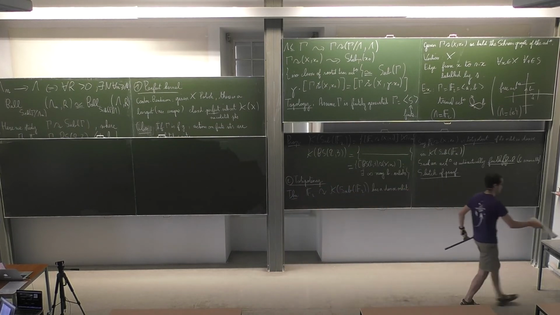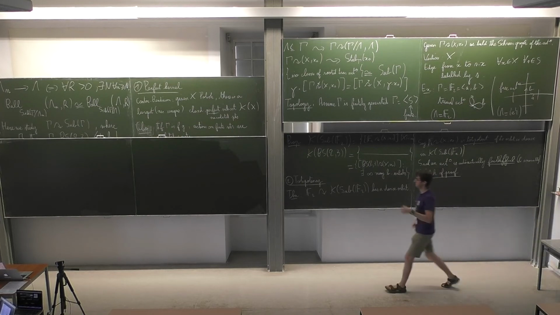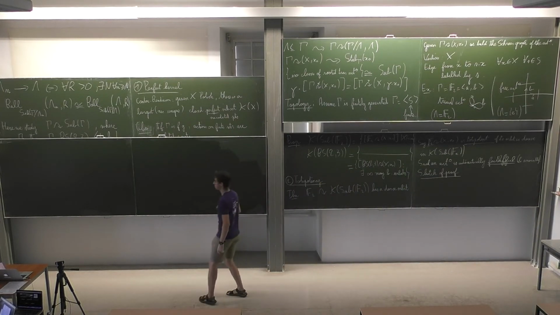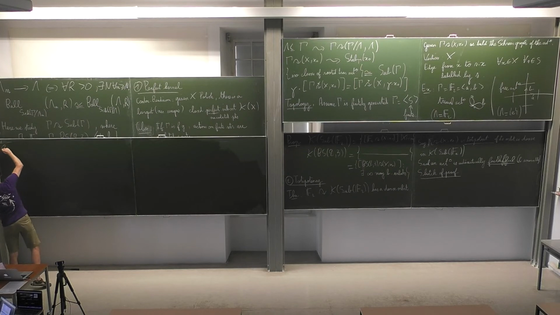All right. So let's see why this is true. The point is that by Baire category, you only need to show the following.